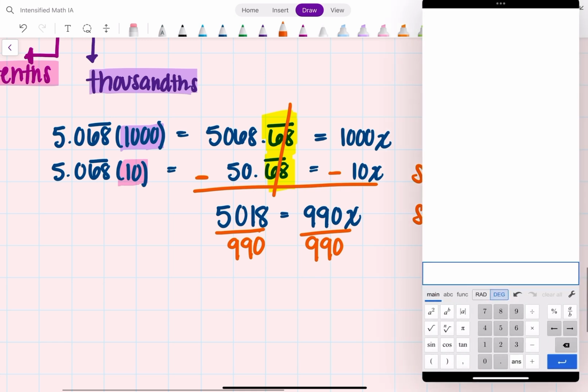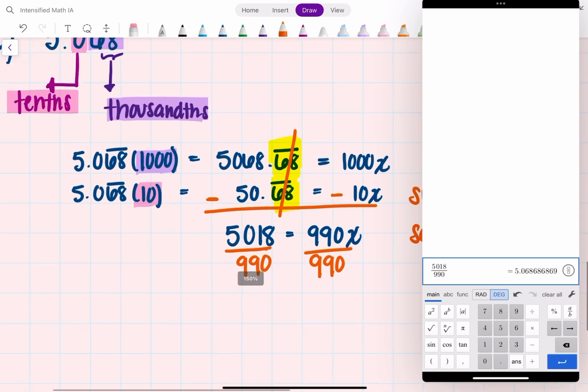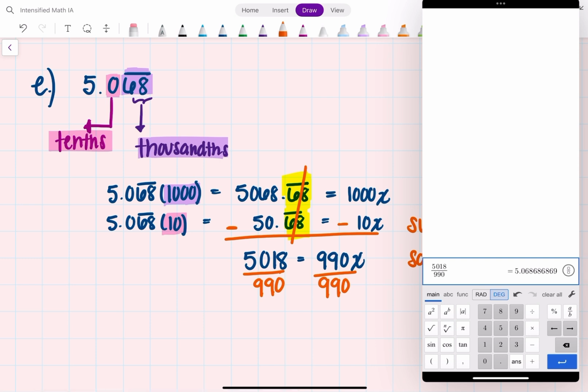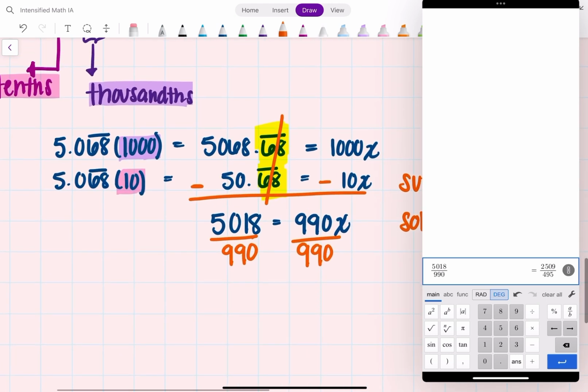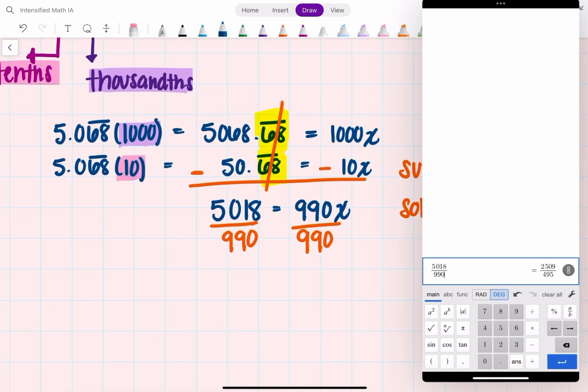So let's check this out. I'm going to take out my calculator here and do 5,018 divided by 990. And if you take a look at that, guys, that's actually our decimal, 5.0686868, just repeating. So the simplified form is actually going to be 2,509 over 495. And that there would actually be our simplified answer.